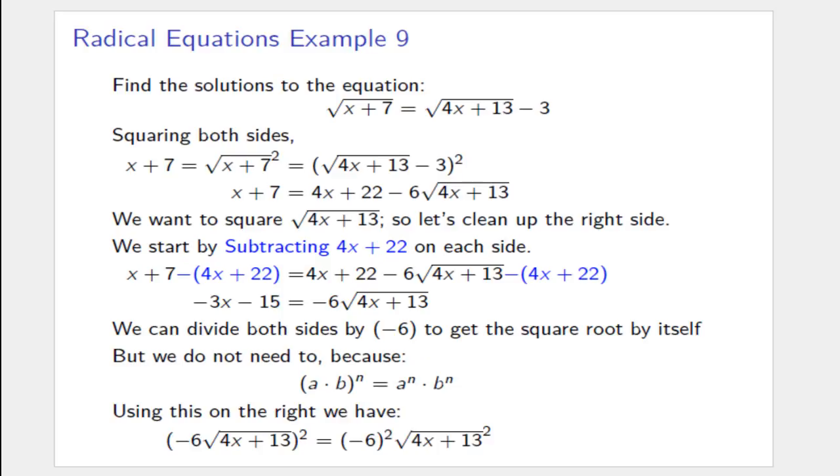So using this on the right-hand side, we have negative 6 times the square root of 4x plus 13, squared, equals negative 6 squared times the square root of 4x plus 13 squared, which is what we wanted, to square the square root of 4x plus 13. And computing this, we have negative 6 squared is 36, while the square root of 4x plus 13 squared is 4x plus 13.